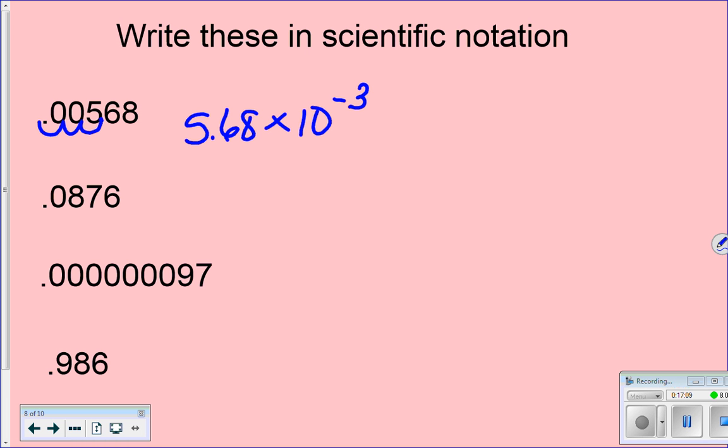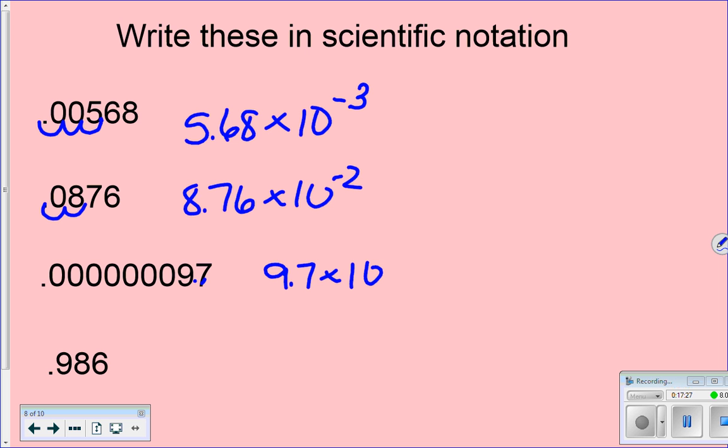What about this one? Somebody help me out. So it'll be 2 to the second power? Very good. This one, I'm going to put it between the 9 and the 7 times 10. Let's see. So 1, 2, 3, 4, 5, 6, 7, and 8. Negative 8. I know, it's tough. Even this one, it would still be 9.86, but it'd be times 10 to the negative first. Okay? How are we doing so far?